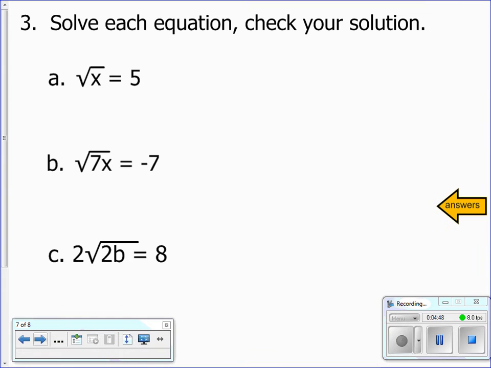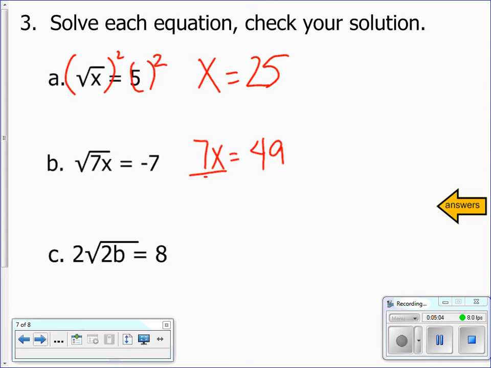All right, if I'm solving each equation, that just means I'm going to square both sides, and that gets me x equals 25. Again, squaring both sides, 7x equals 49. Divide both sides by 7, we get x equals 7.